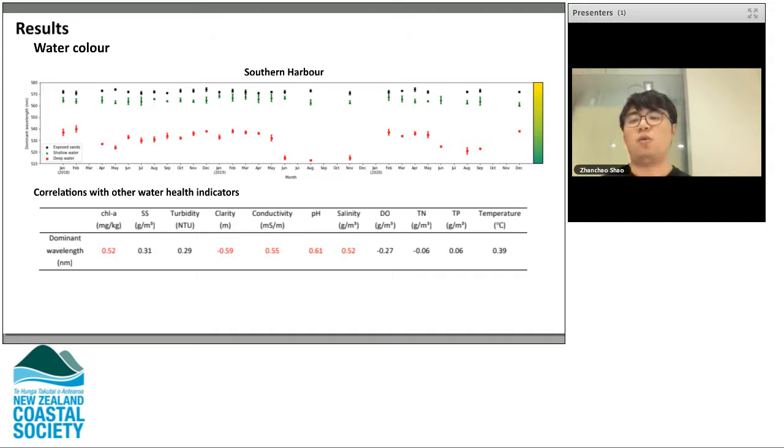And then if we compare our water data with other water health indicators, we can find chlorophyll A plays the most important role in color changing, because we know that with a higher concentration of chlorophyll A, we usually have a greater possibility of greener water. Clarity is also important to change water color because it can change the water environment, especially the penetration of light. Conductivity, pH, and salinity can also change the water environment, but not in a very direct way to change the water color here.